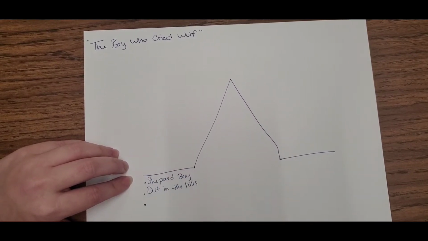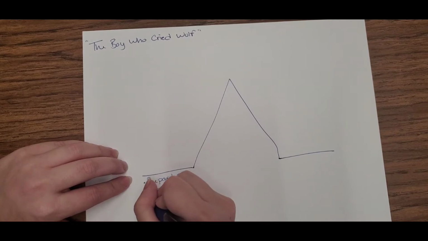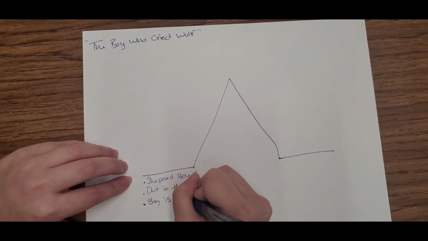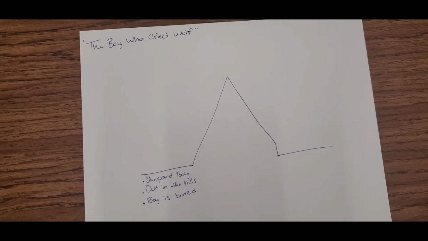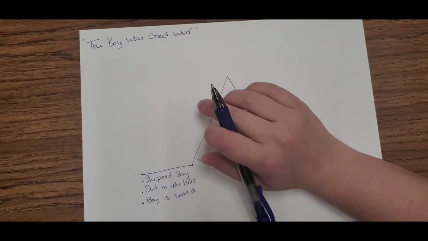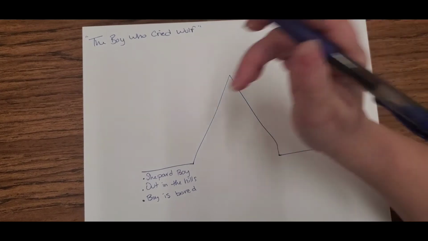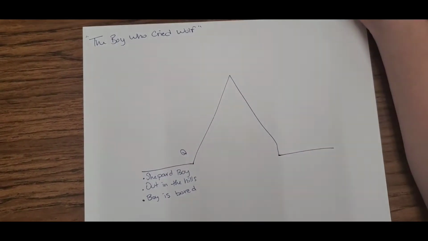And the last thing I'm going to put is the conflict, which, what is the conflict? What's wrong with our shepherd boy? He's bored. I'm just going to say, boy is bored. Okay, there's our exposition. Now I'm going to put two different steps in our rising action. And what do you think those two steps would be? Well, the first step, and I'm just going to do a little one right up there.